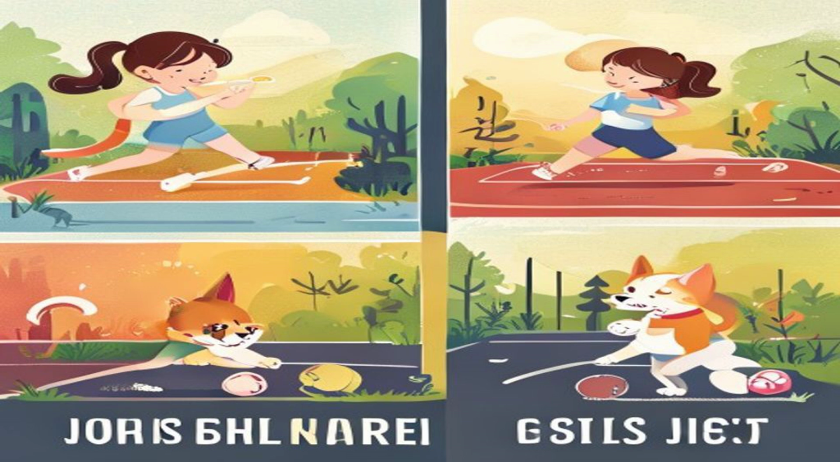I eat. She runs. The cat sleeps. Dogs play. These are all simple, complete sentences. Notice how each one has a noun and a verb. That's all you need to start.